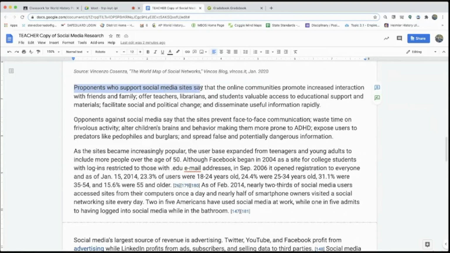Proponents who support social media sites say that the online communities promote increased interaction with friends and family. They offer teachers, librarians, and students valuable access to educational support materials. And it facilitates social and political change and disseminates useful information rapidly. This is all the positive impact of social media networking sites on society. So I highlight that green. Do that now.